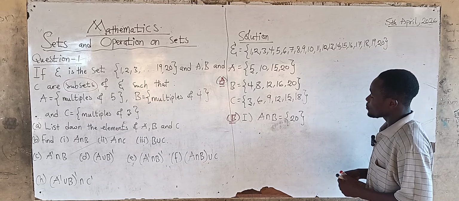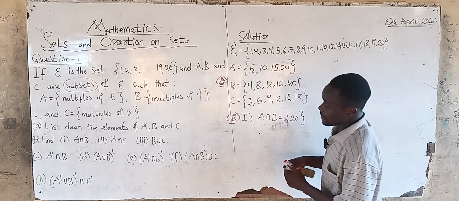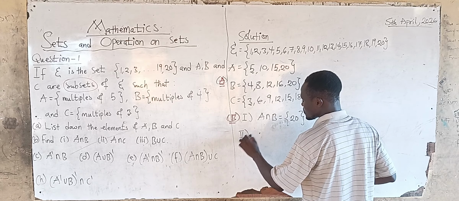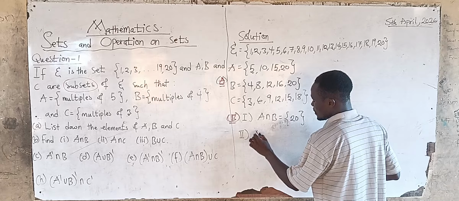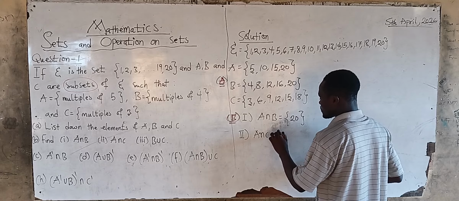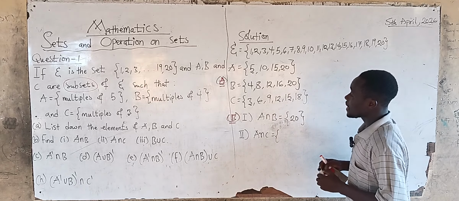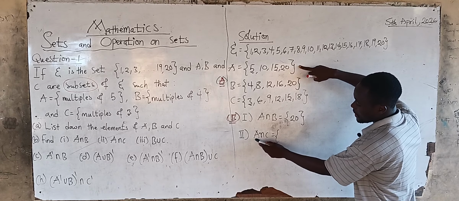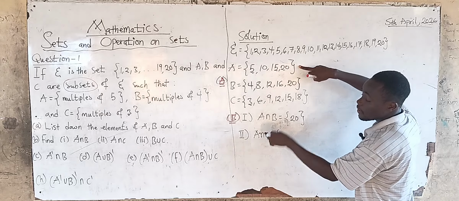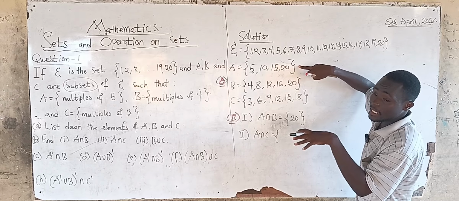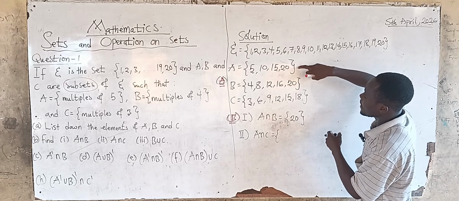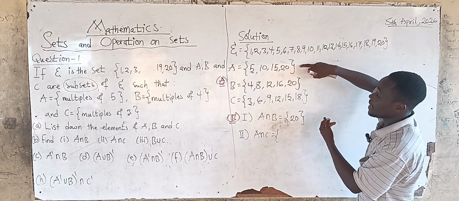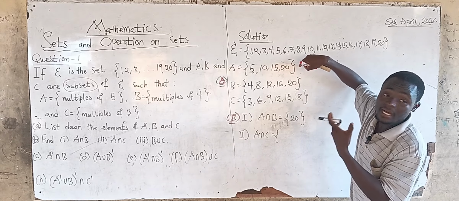All right. So let's go to the next part, which is part II, which is A intersection C. So that one also, I am going to consider the set A and the set C because it is A intersection C. Intersection means what they have in common. That's what it means. So if I look at the set A and the set C, what do they have in common? That is the members that they have in common.